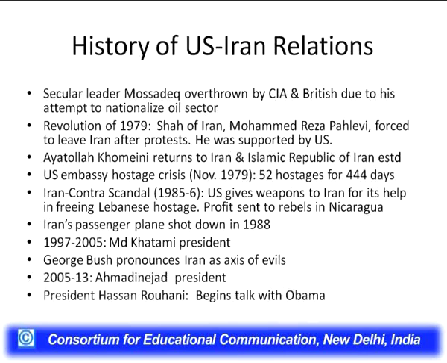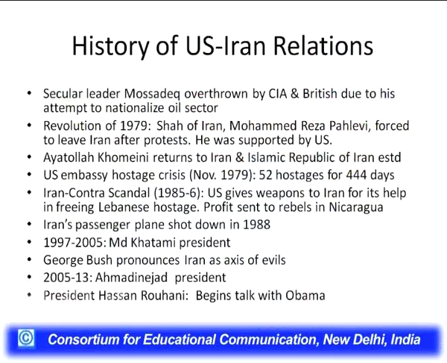And then Iran's passenger plane was shot down by the United States in 1988. In the previous lecture, we heard that MH-17 was shot down by the so-called Ukrainian rebels in July 2014, last year. Here, the Iranian passenger plane was shot down in 1988. And from 1997 to 2005, Mohammad Khatami was the president. And after that, in 2002, George Bush pronounced Iran as the axis of evil.